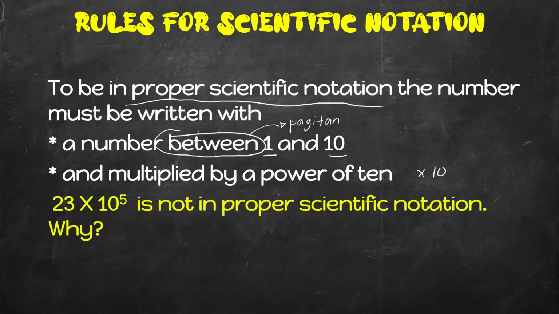Okay. Let's say, for example, 23 times 10 raised to 5 is not in proper scientific notation. Bakit? Bakit hindi siya in proper scientific notation? Times 10 naman siya. Power of 10. Ayan, times naman siya doon. Bakit hindi siya properly written? Because as you notice, 23 is greater than 10. And what we are talking about is that yung number dapat natin must be in between, sa pagitan ng 1 and 10. Yung absolute value niya sa pagitan dapat ng 1 and 10. Okay.